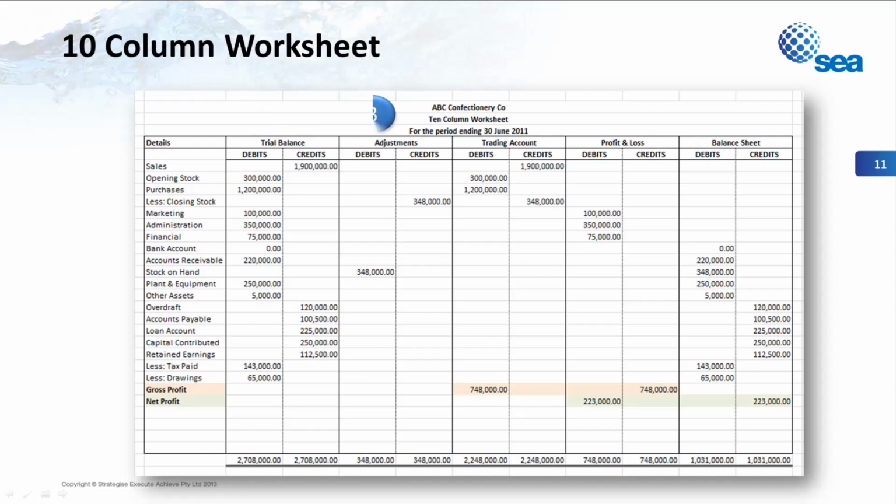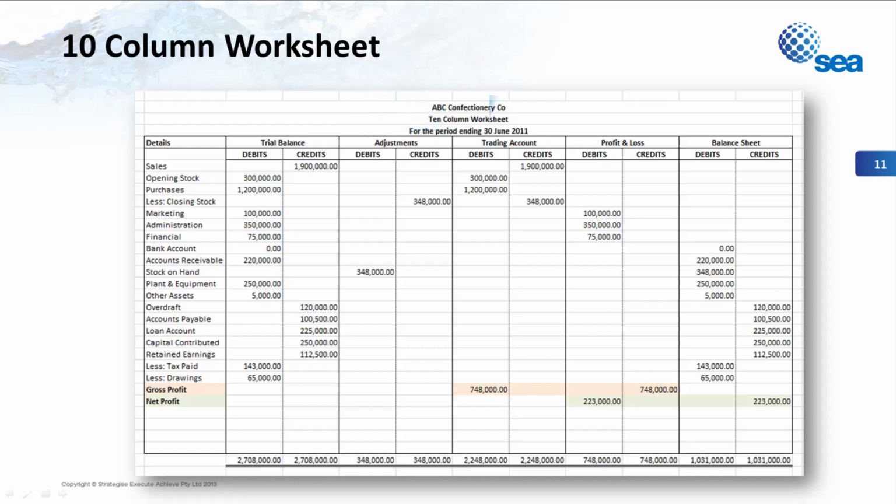In columns 3 and 4, any adjustments were made. In the example on the screen, a $348,000 adjustment has been made for closing stock. Other adjustments that could have been made could include allowances for prepayments or accrued expenses. You'll learn more about these later in this course.